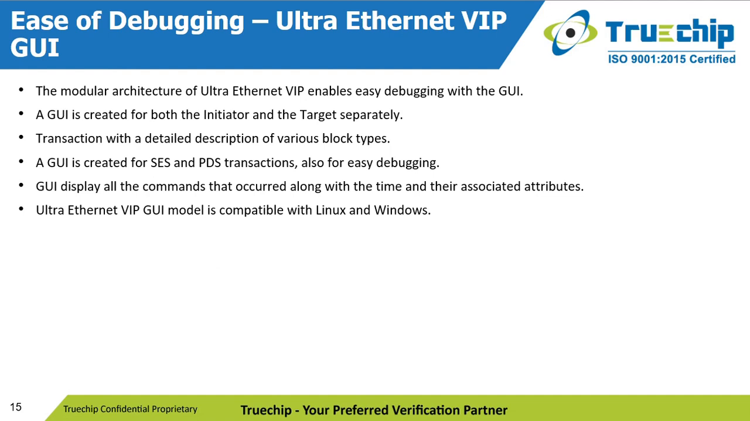Ultra Ethernet VIP GUI. We know that debugging is one of the most time-consuming aspects of verification. To address this, the TrueChip VIP enables easy debugging with a GUI tool. The GUI is created for initiator and target separately, with transactions and detailed descriptions of various block types. The GUI is also created for semantic and PDS transactions for easy debugging. The GUI displays all the commands that occurred along with their type and associated attributes. The Ultra Ethernet VIP GUI is compatible with Linux and Windows.